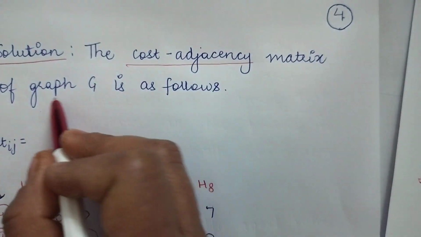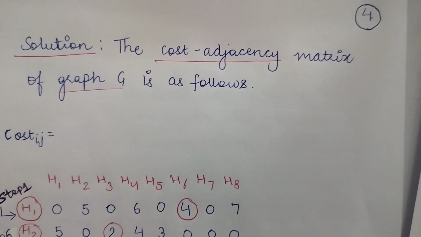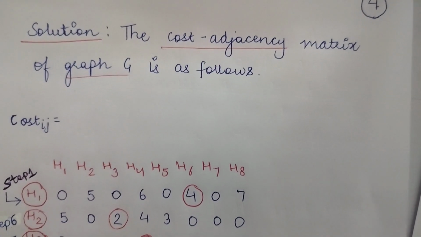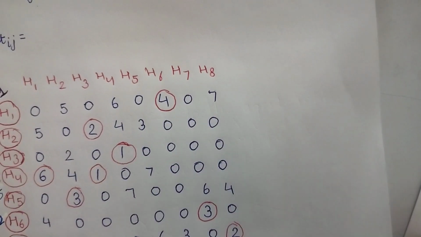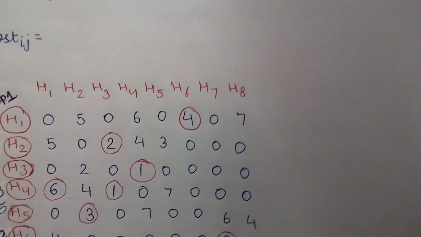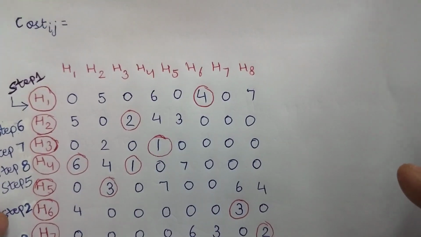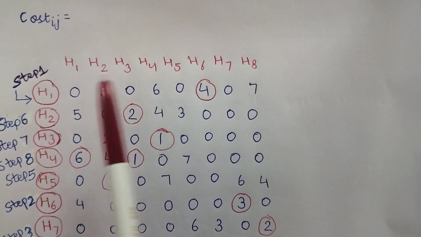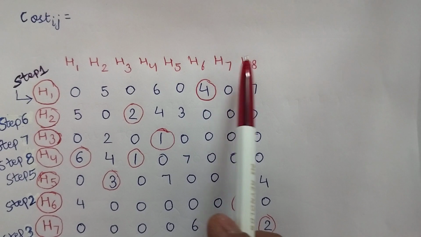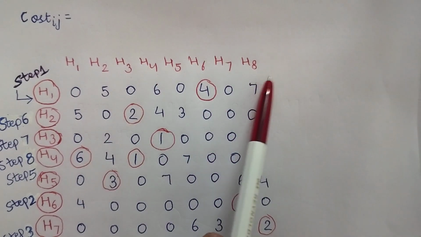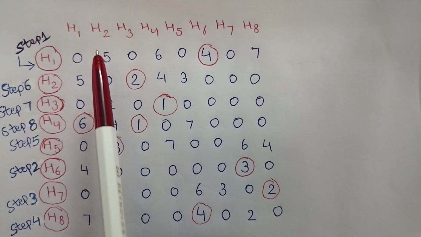adjacency matrix of the graph G. How do you find the cost adjacency matrix of graph G? Like this. You first put all the cities in a matrix form, right? In a two-dimensional matrix form, you put in all the cities. So city H1 till H8: H1, H2, H3, H4, H5, H6, H7, H8 you put horizontally, and then vertically also you put cities H1 to H8.